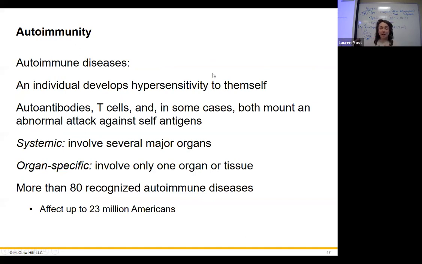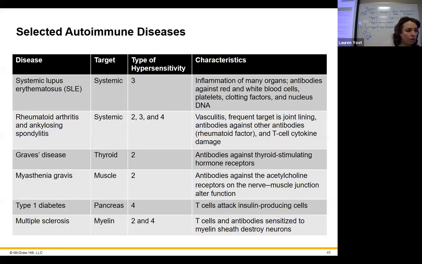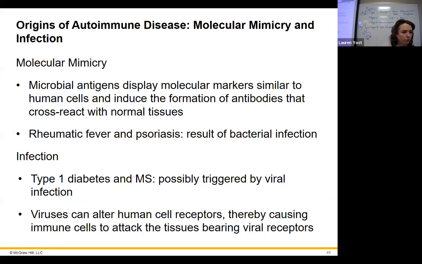Autoimmunity is anytime any of this stuff that we've talked about has to deal with attacking your own cells. So here's the different kinds of hypersensitivities associated with these. Molecular mimicry is usually what is associated with causing a lot of these. So when we're reacting to strep or something, if it looks like our stuff, then these antibodies will hang around and attack our stuff too. So that's molecular mimicry. We think that's the case with rheumatic fever and psoriasis.